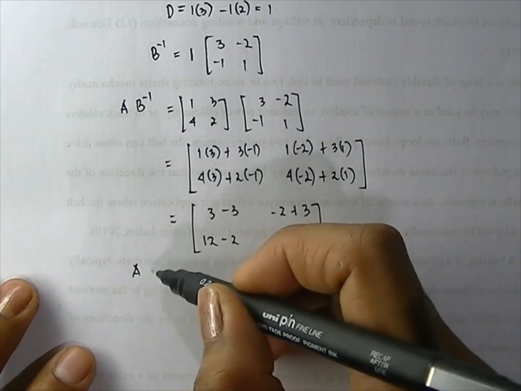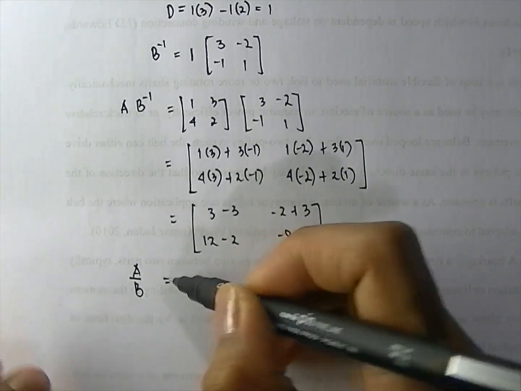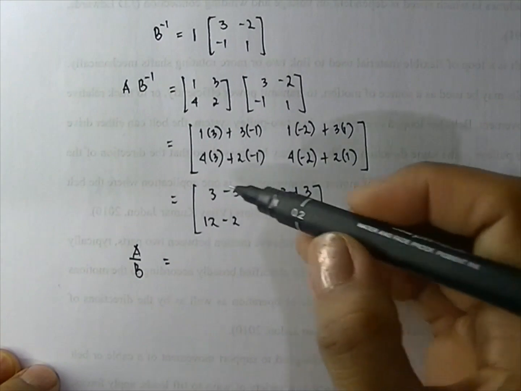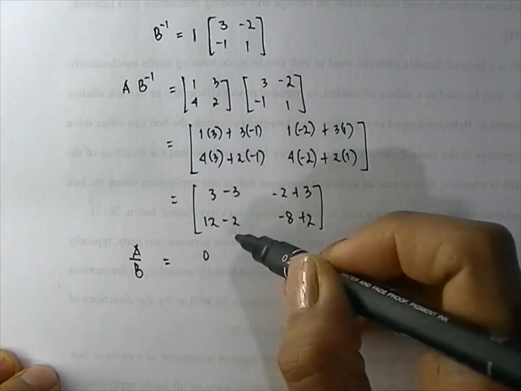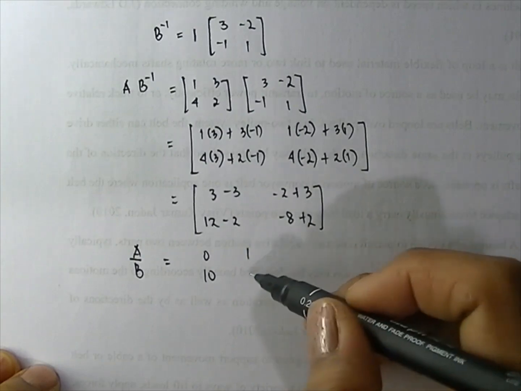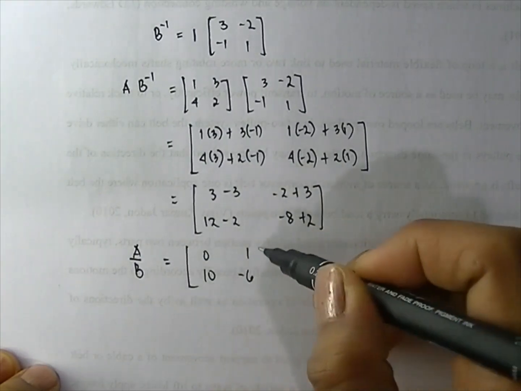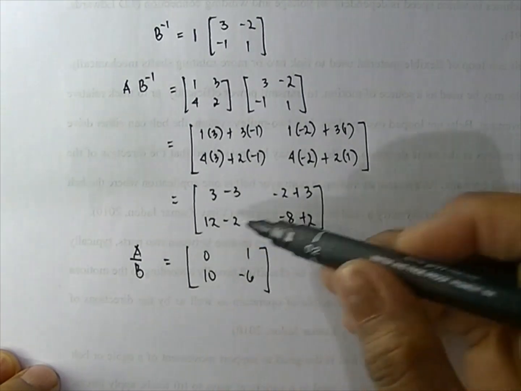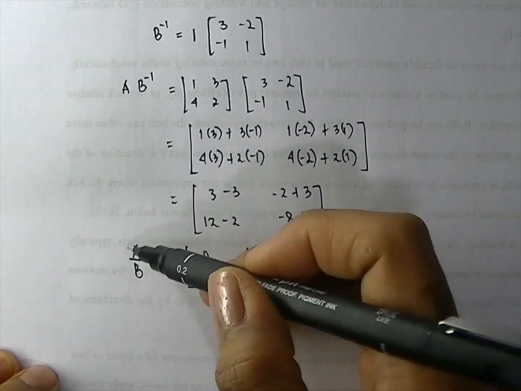So, A over B is [0, 1; 10, negative 6]. So, the quotient of A divided by B is 0, 1, 10, negative 6.